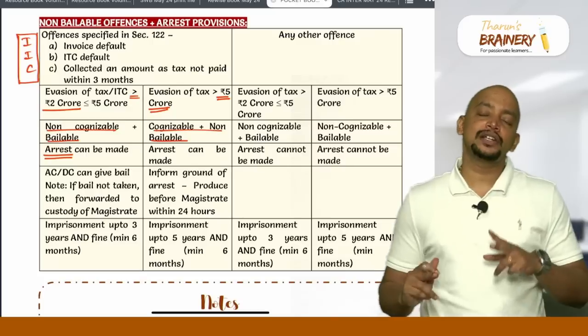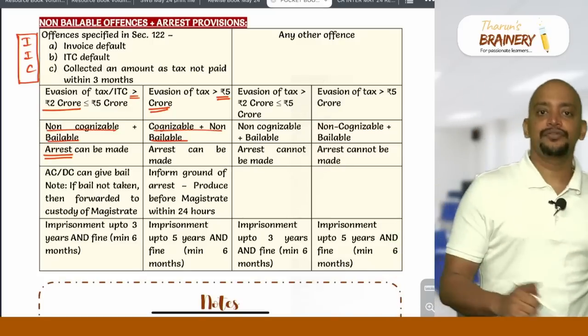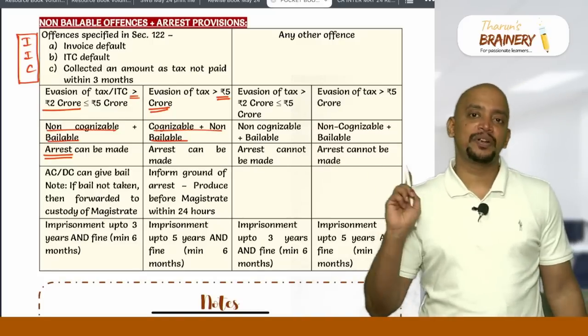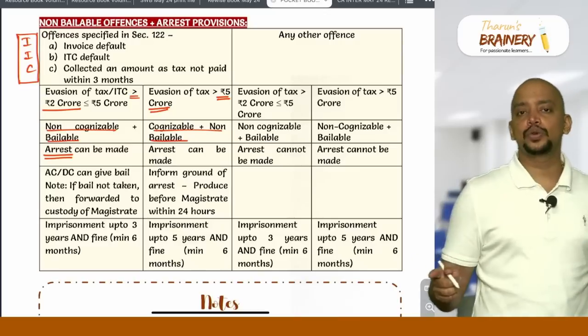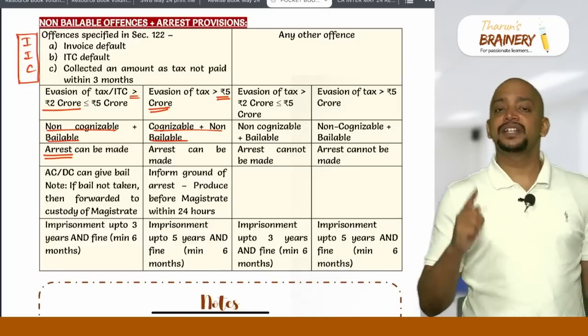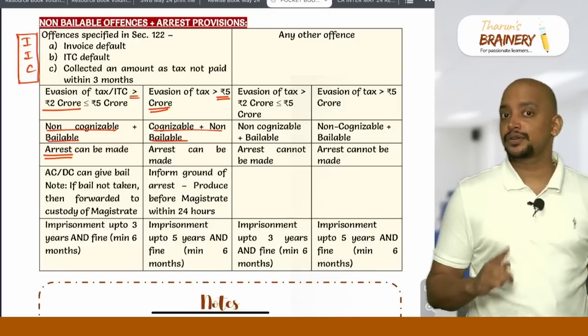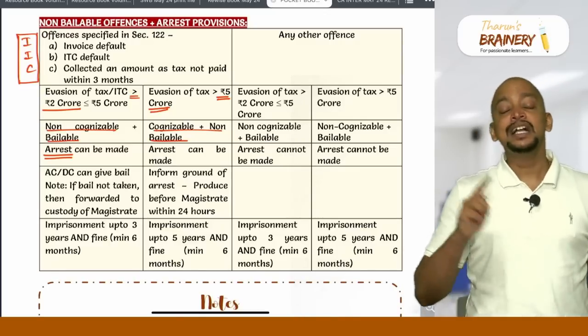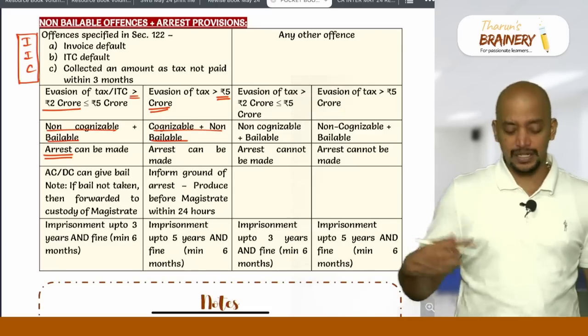So what are the offences that lead to arrest? IIC: invoice default, ITC default, collected amount as tax not paid within 3 months. If it is greater than 2 crores, arrest can be made, and if it exceeds 2 crores but does not exceed 5 crores, it is non-cognizable plus bailable. If it exceeds 5 crores, it is cognizable plus non-bailable.